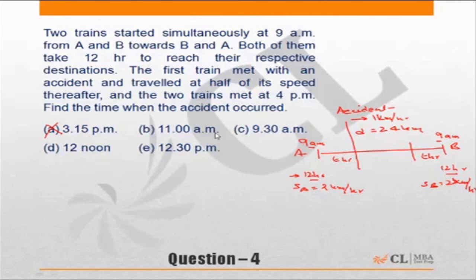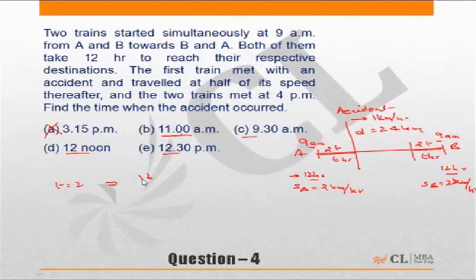Now between 9:30, 11, 12 and 12:30, check any of the two choices which is in the middle, which means either 11 or 12. Let's check 11. 11 means the accident occurs 2 hours after the start. That means t is equal to 2. If t is equal to 2, at the time of accident, the first train has covered a distance of 2t, second train has also covered a distance of 2t. So the distance covered is 4. Before the accident, the distance covered by both the trains is 4 plus 4, 8. So 24 minus 8, 16 kilometers is the gap between the two trains.